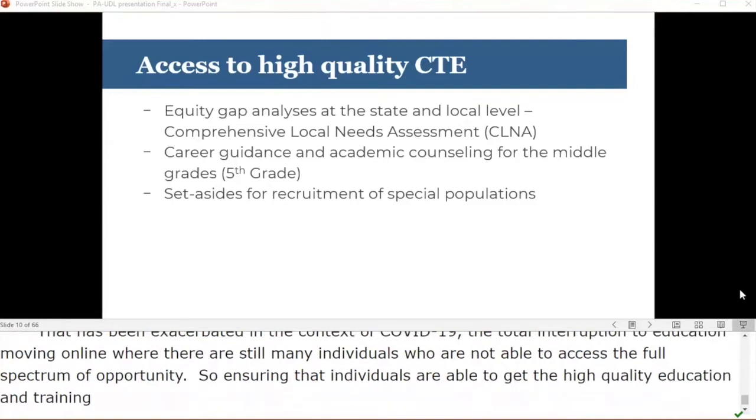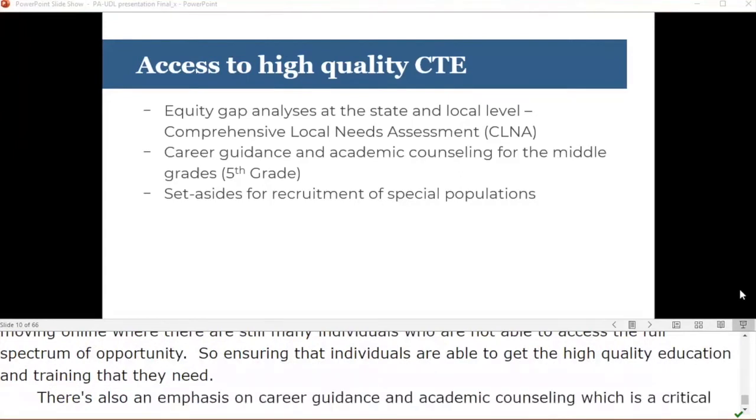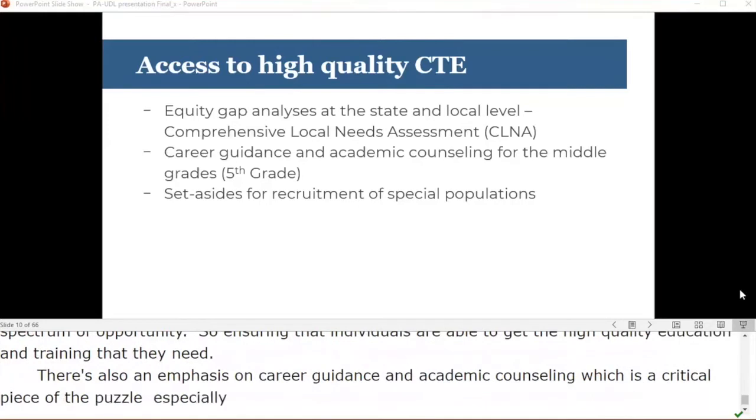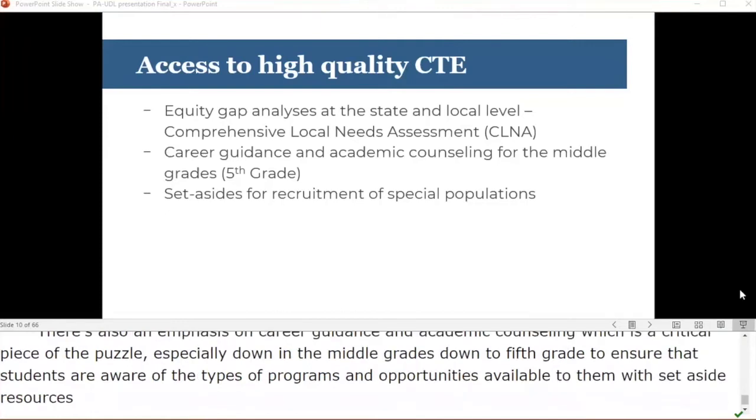There's also an emphasis on career guidance and academic counseling, which is a critical piece of the puzzle, especially down to the middle grades, down to 5th grade, to ensure that students are aware of the types of programs and opportunities that are available to them, with set-aside resources focused on recruitment of special populations, including individuals with disabilities, into those high-skill, high-wage, in-demand pathways. Next slide, please.